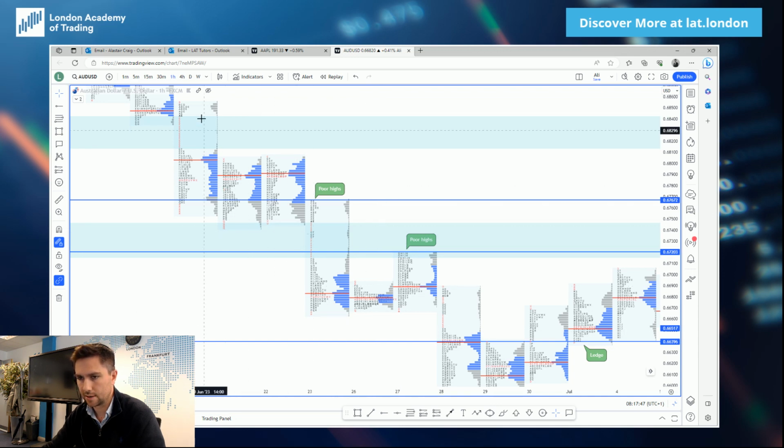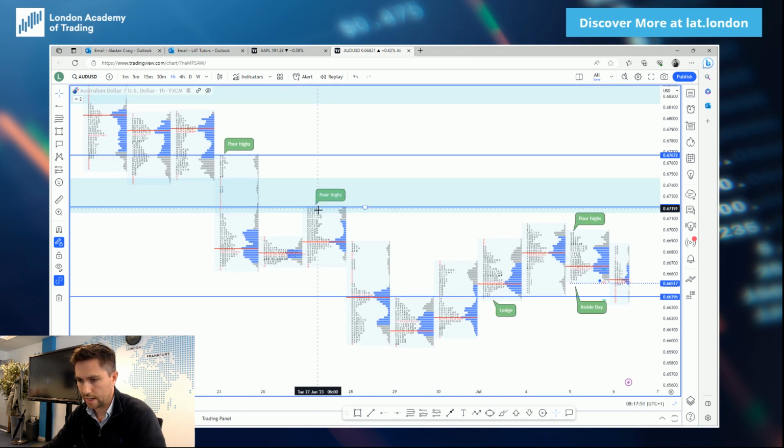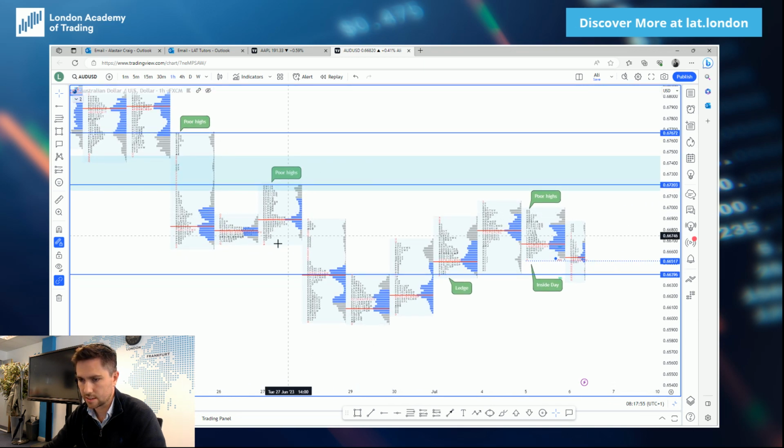Now on its way down, it's left those poor volume areas, those low volume nodes. It's also created a series of poor highs which are yet to be tested. So back here on Tuesday the 27th, we've got a 5 TPO poor high, so significant time spent up at that 67.21 level. Excess trading at the lows.